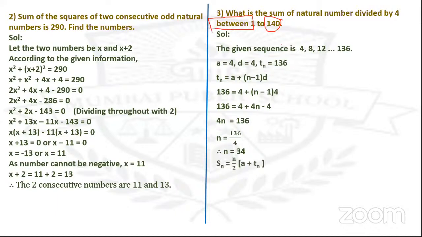Write down the formula of Sn. Sn equals N upon 2 in bracket A plus Tn, because I know my first term, I know my last term, and I've got the value of N also, that is 34. So just simply substitute. S of 34 is 34 upon 2 in bracket 4 plus 136. Understand? So that is 34 upon 2 into 140. Once you calculate, your answer is 2380.